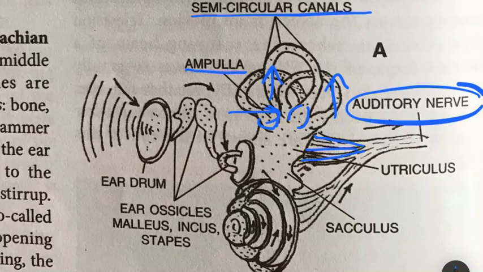The short stem joining the bases of the semicircular canals is divided into two. The top portion is known as utriculus, the bottom portion is known as sacculus.